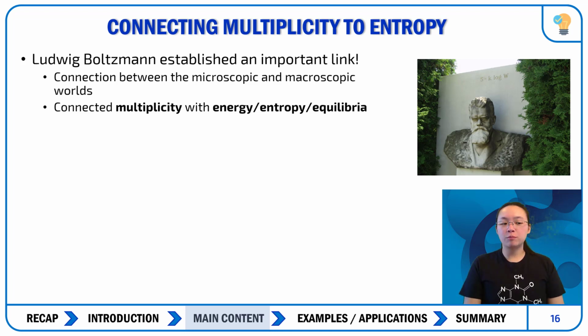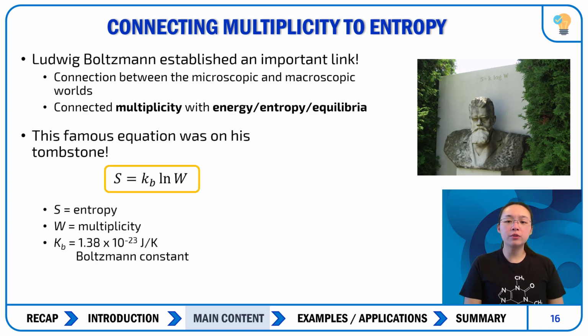He said that entropy was proportional to multiplicity through a logarithm, and that entropy S is equal to some constant times the natural logarithm of multiplicity. So this constant, 1.38 times 10 to the negative 23 joules per Kelvin, became what's called the Boltzmann constant, which you've probably heard of before in thermodynamics and chemistry as well.